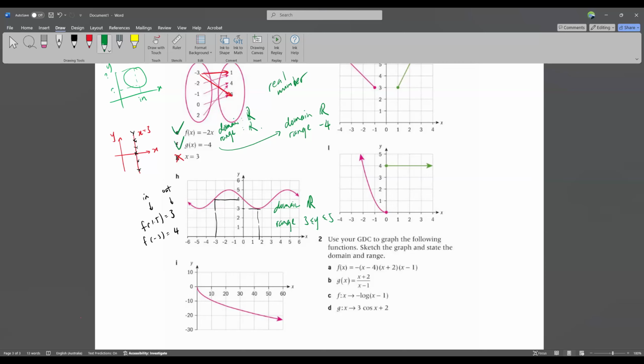Is I a function? Yes. What are the domain and range? The domain is positive real numbers. In other words, x is bigger than or equal to 0, because it includes the point 0. The range is then smaller than or equal to 0, negative real numbers.